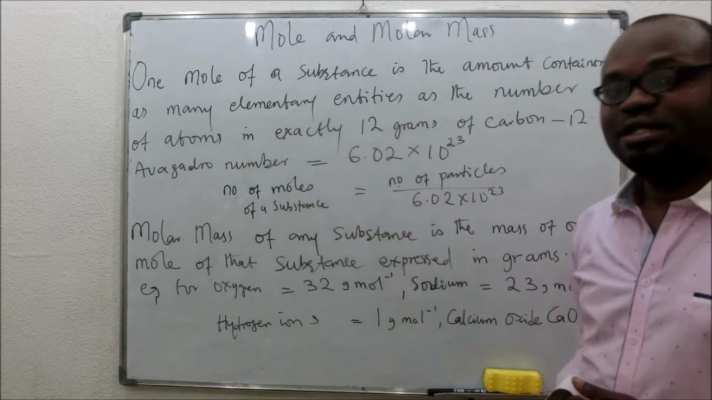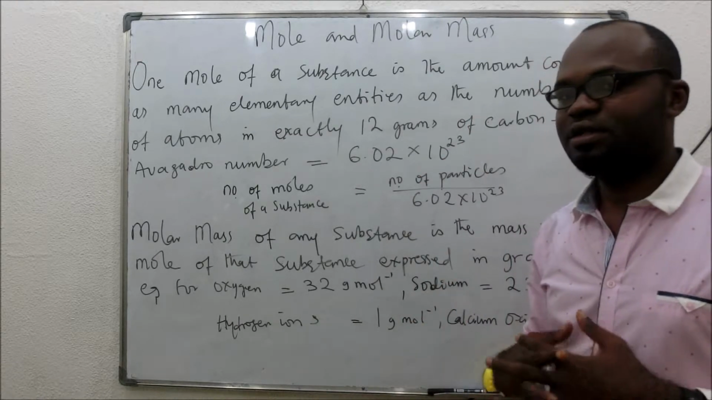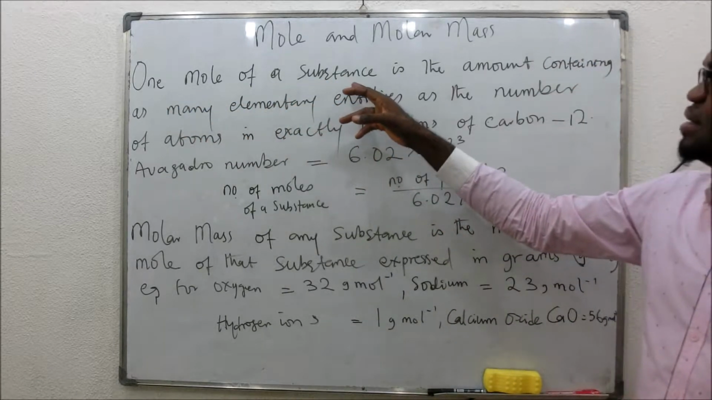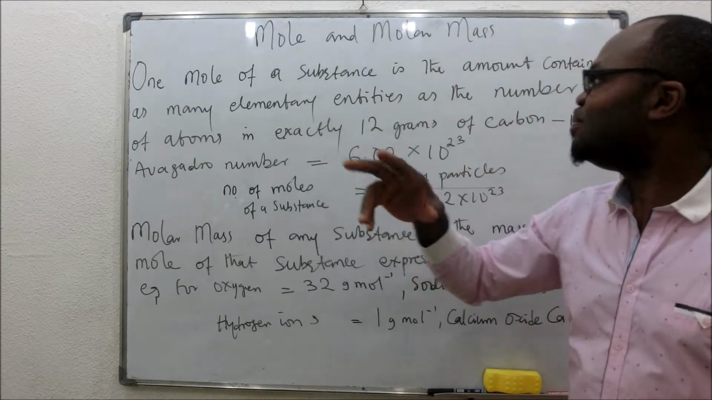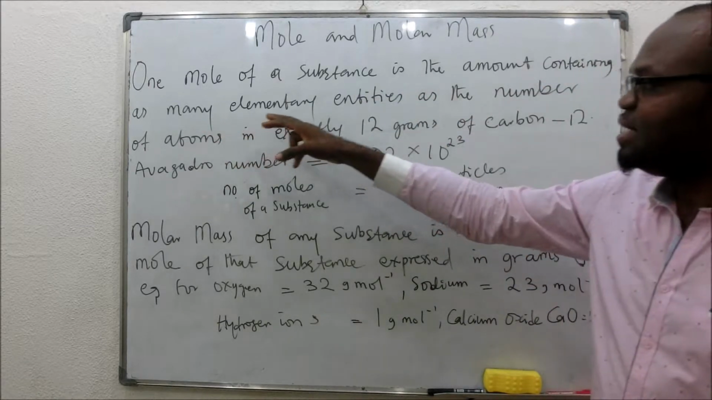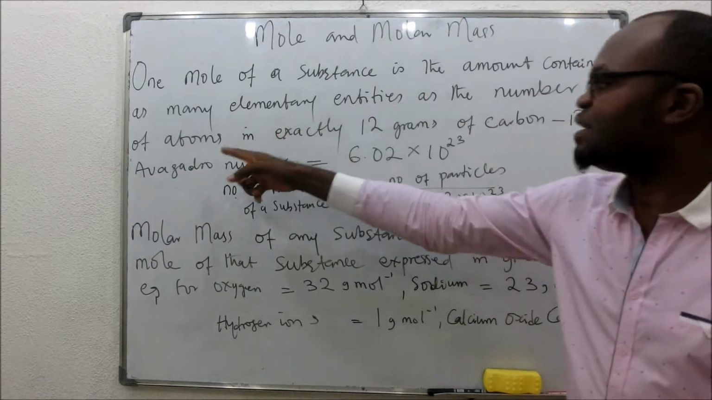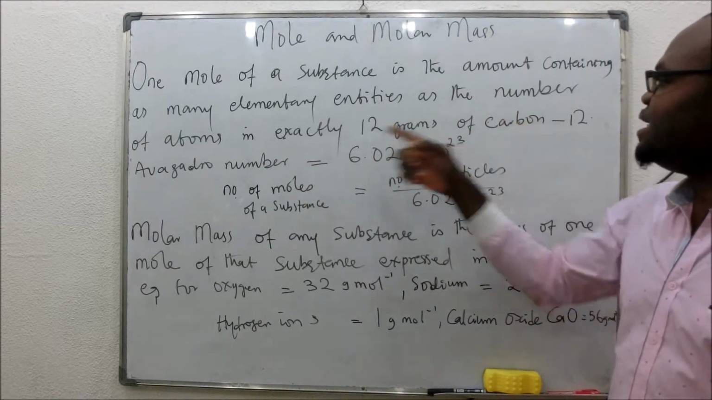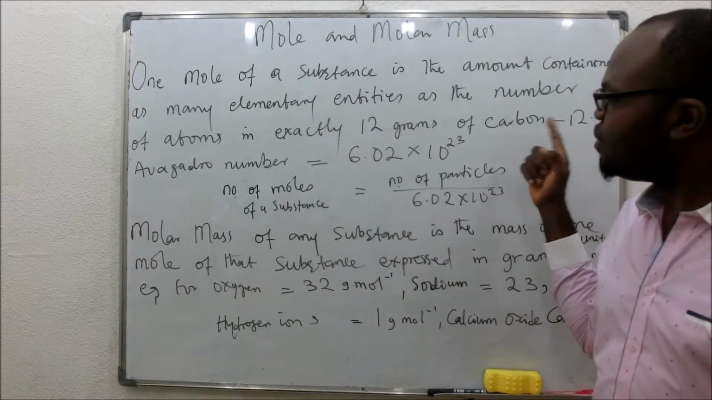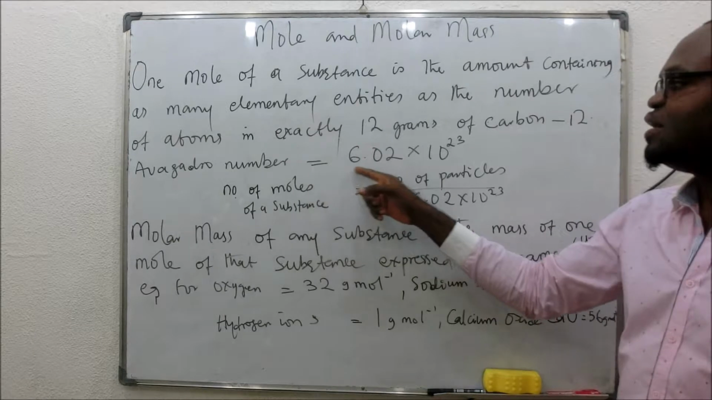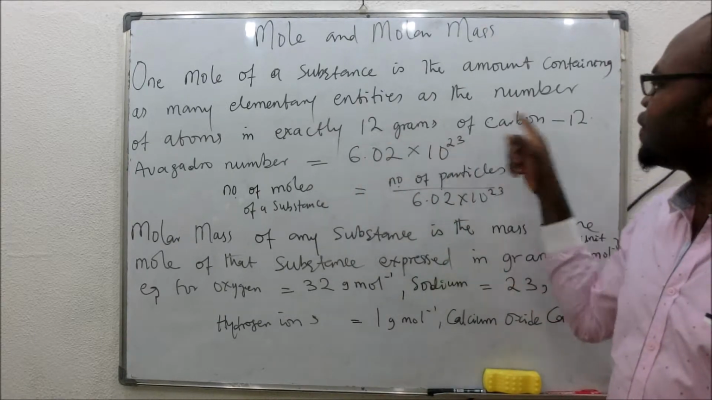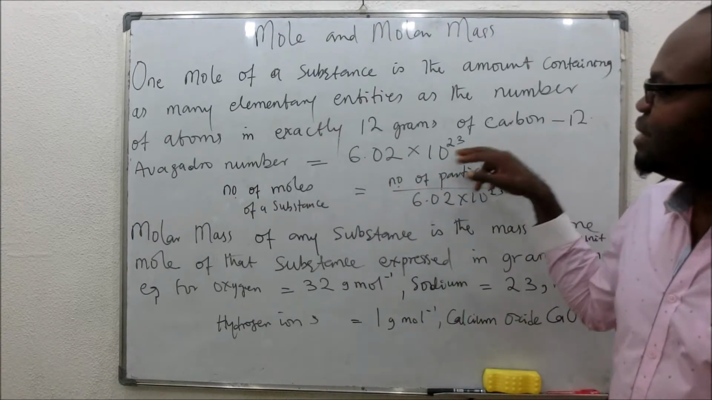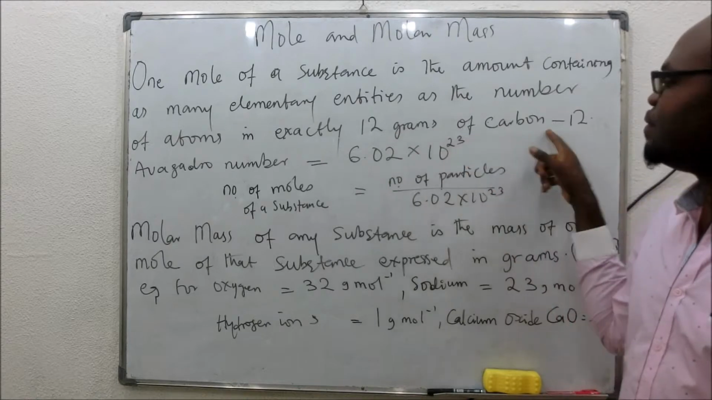These elementary entities could be atoms, it could be ions, it could be molecules. So, 1 mole of a substance, whether it is element or compound, is the amount containing as many elementary entities as the number of atoms in exactly 12 grams of carbon-12. So what is the number of atoms in exactly 12 grams of carbon-12? The number of atoms is actually what we call Avogadro's number. So the number of atoms in 12 grams of carbon-12 is actually 6.02 times 10 to the power 23. So this is the number of atoms that is contained in 12 grams of carbon-12.